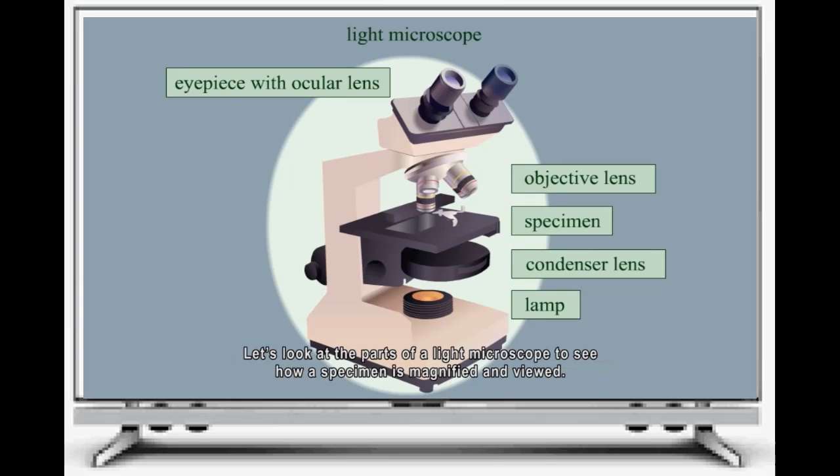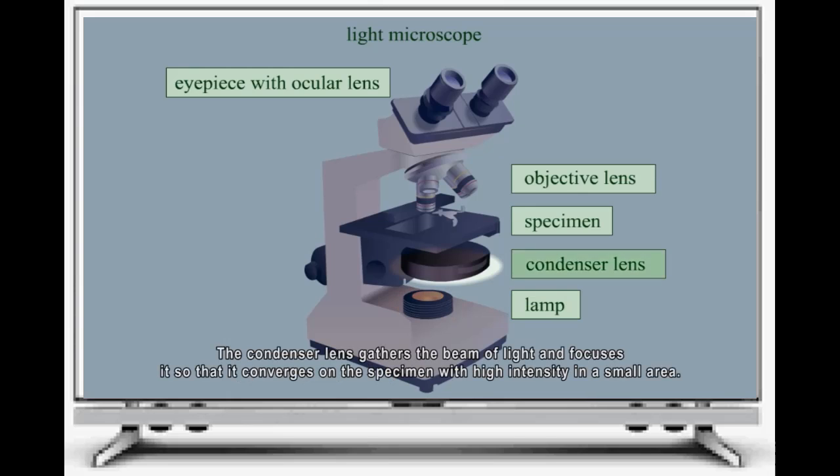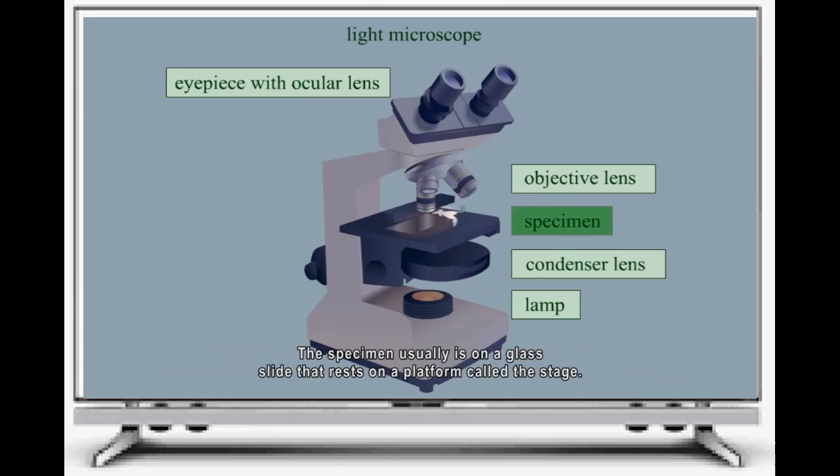Let's look at the parts of a light microscope to see how a specimen is magnified and viewed. The lamp is where the light beam is initiated. This beam is divergent, spreading out as it approaches the condenser lens. The condenser lens gathers the beam of light and focuses it so that it converges on the specimen with high intensity in a small area. The specimen usually is on a glass slide that rests on a platform called the stage. When the light beam hits the sample, the light rays are either reflected or refracted or absorbed by the sample. The beam then continues to diverge upward on its path away from the specimen.